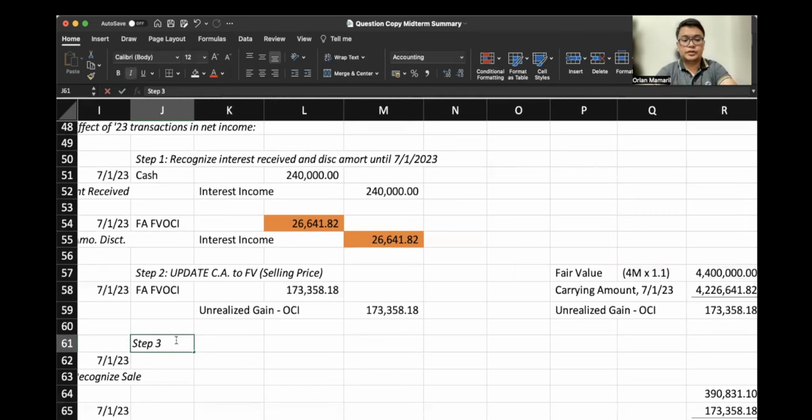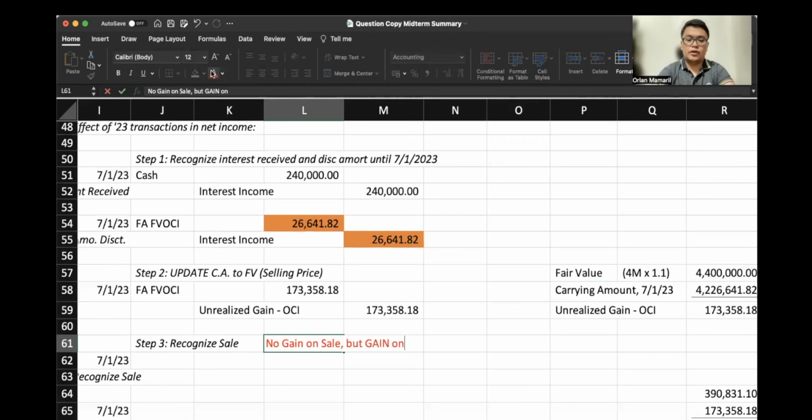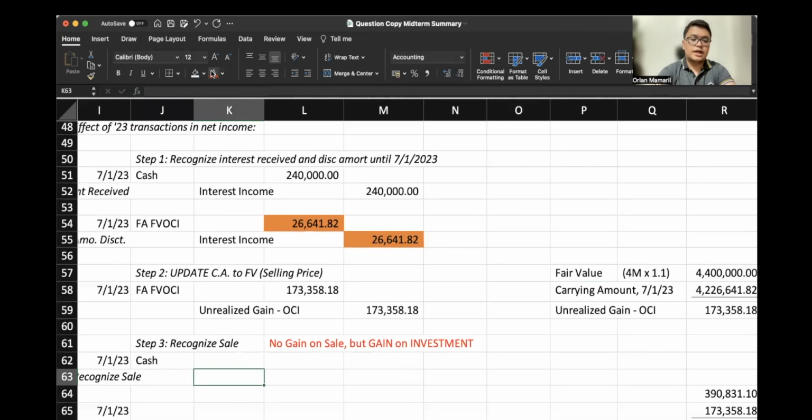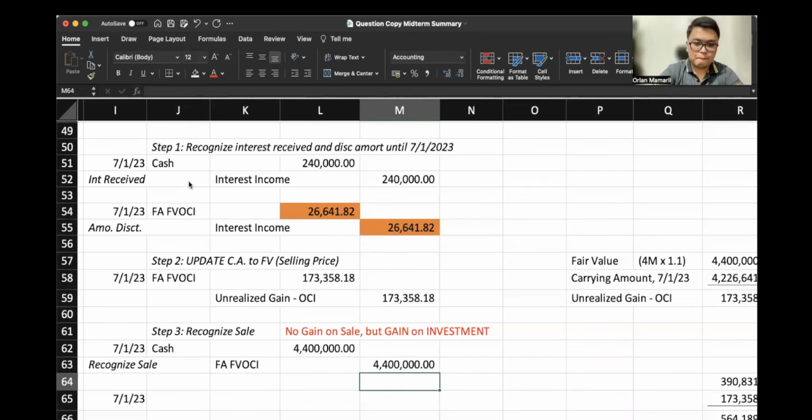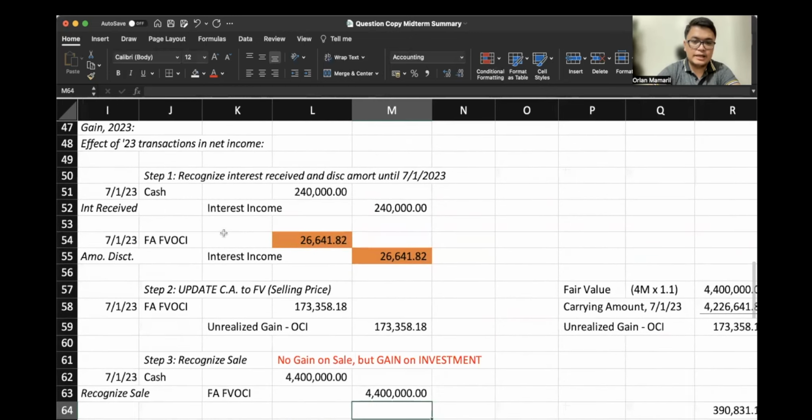So, step 3 would just be to recognize the sale. So, put a note here. Say that there is no gain on sale, only gain on investment. So debit cash and then credit financial asset at FVOCI, 4.4 million, 4.4 million. So now our financial asset FVOCI is completely eliminated.